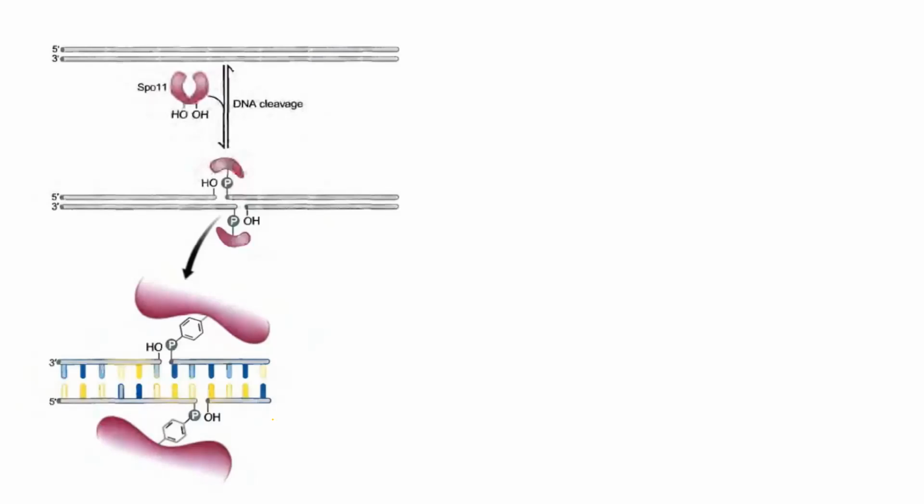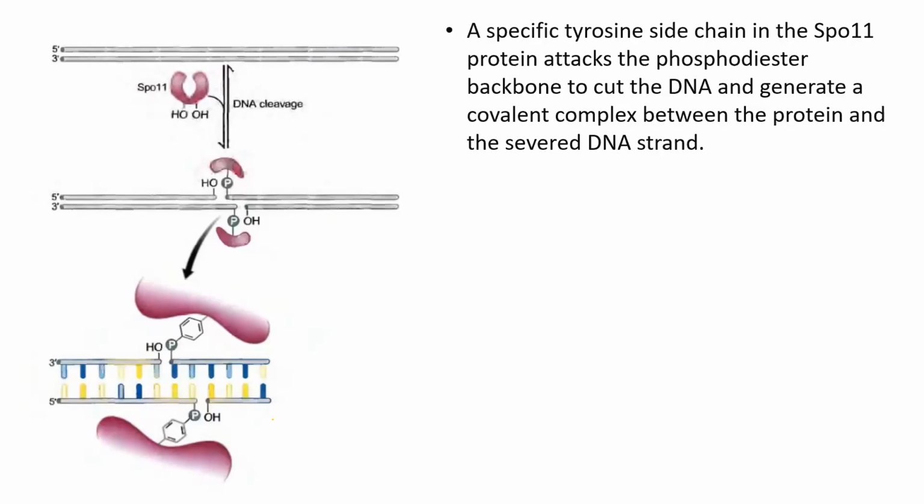Let's see the mechanism of introduction of double-stranded breaks by SPO11 in eukaryotes. A specific tyrosine side chain in the SPO11 protein attacks the phosphodiester backbone to cut the DNA and generate a covalent complex between the protein and the severed DNA strand. So in this picture, you can see there is a DNA here.